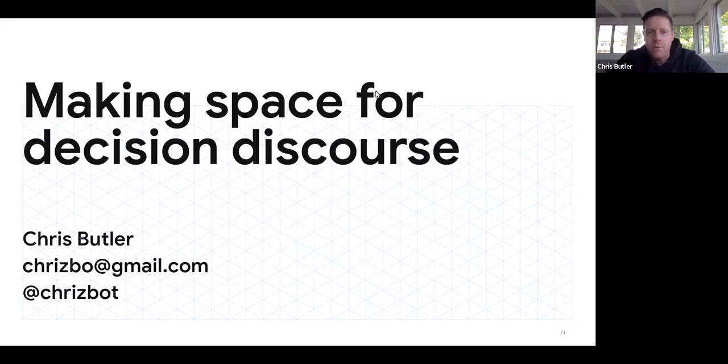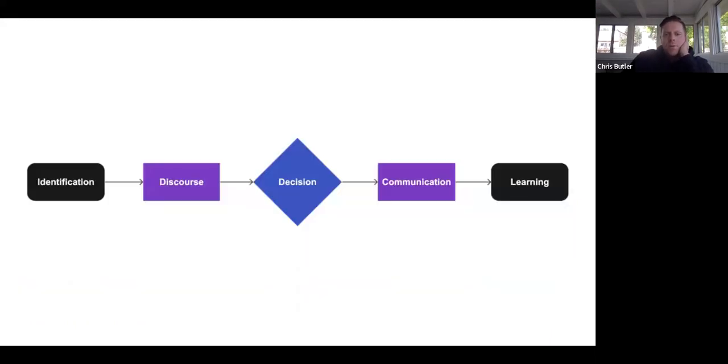Sorry I couldn't be there in person, but I still wanted to share some of this information with you about really making space for decision discourse, which I think is a key aspect that people maybe don't think about enough. When I talk about decision making, from a very meta standpoint, I think it is broken down into five different pieces.